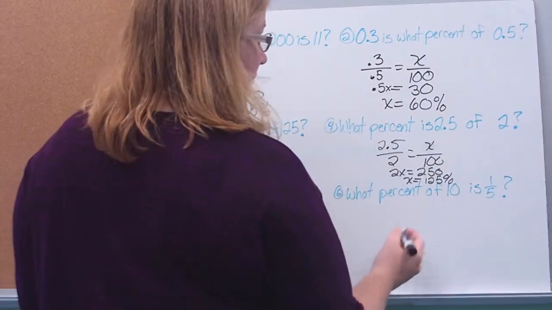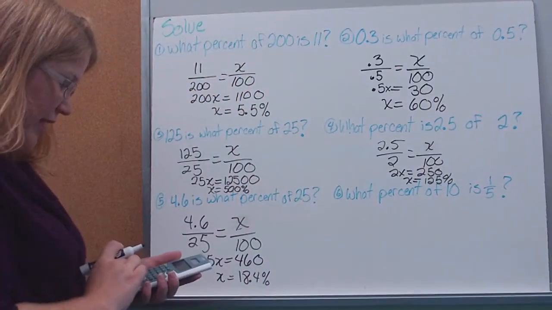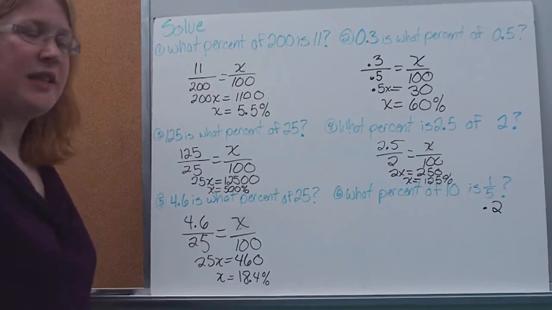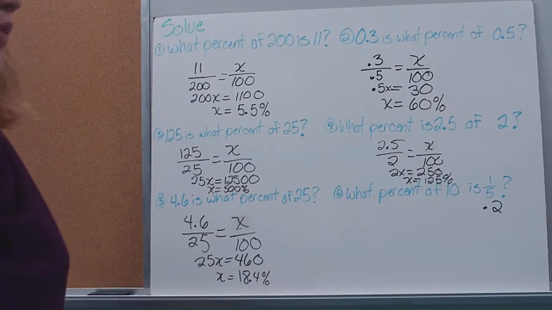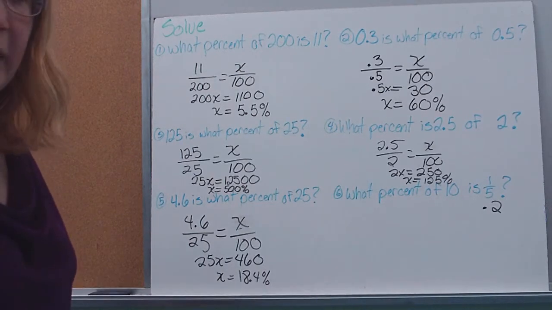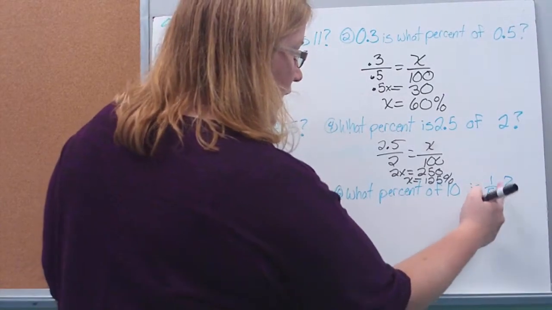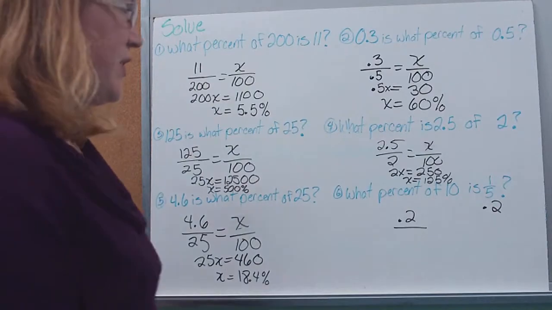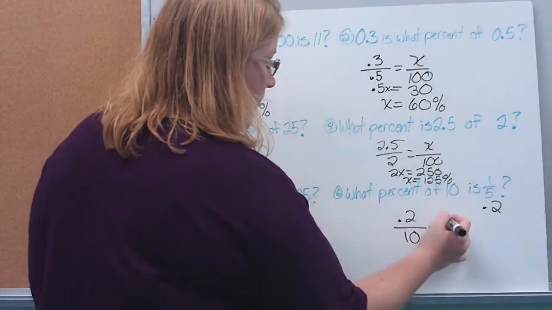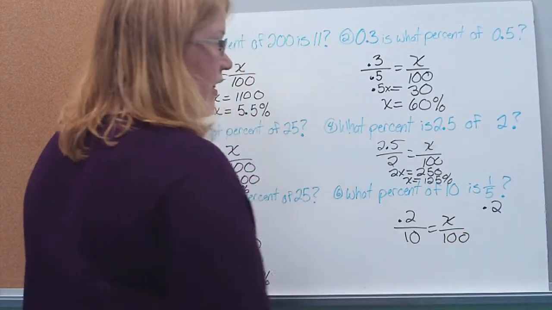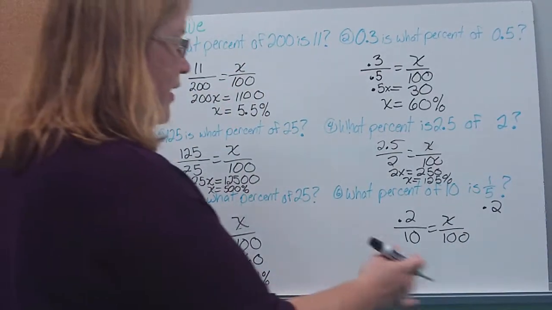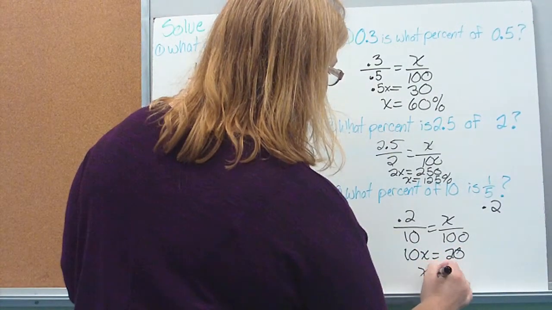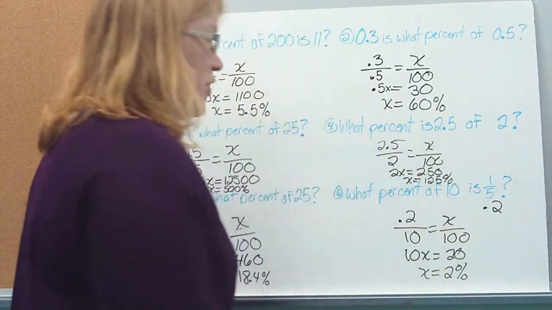All right, what percent of 10 is 1/5? Now what I'm going to do is take 1/5 and change it into its decimal form, mostly because I don't really like multiplying with fractions. I find it's easier with decimals. So I'm going to rewrite it in its equivalent decimal form. So "is" is 0.2, or 1/5. You can use 1/5 if you like, I just find decimals easier to work with. "Of" is 10. I want to find out what percent that is. So again, I do my cross multiplication, and x is equal to 20, and I find out that x is equal to 2%.